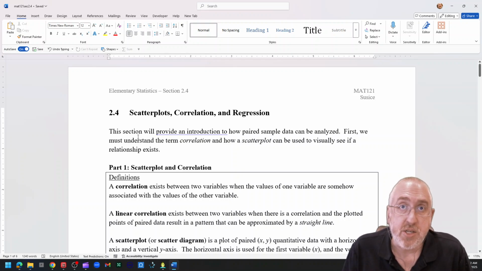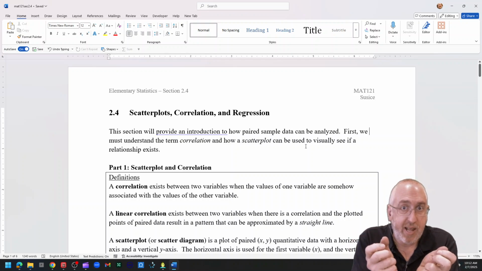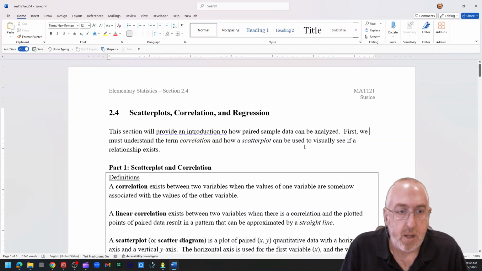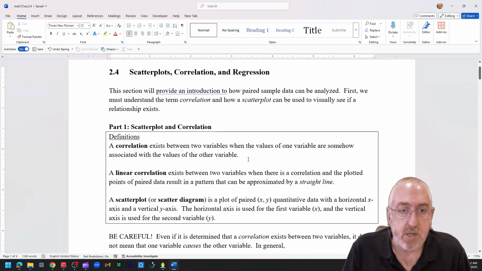All right, so what this section is going to do, it's going to provide an introduction to how paired sample data can be analyzed. So again, you're looking at two numbers that are going to be linked together, and you're going to have a bunch of sample data formed that way. In order to do this, though, we're going to first need to know what the term correlation means, and also how a scatter plot is going to actually help us to be able to do that. So let's start with that.